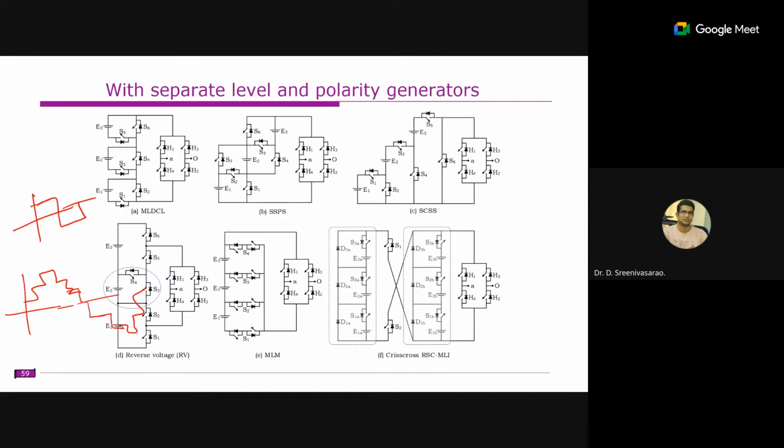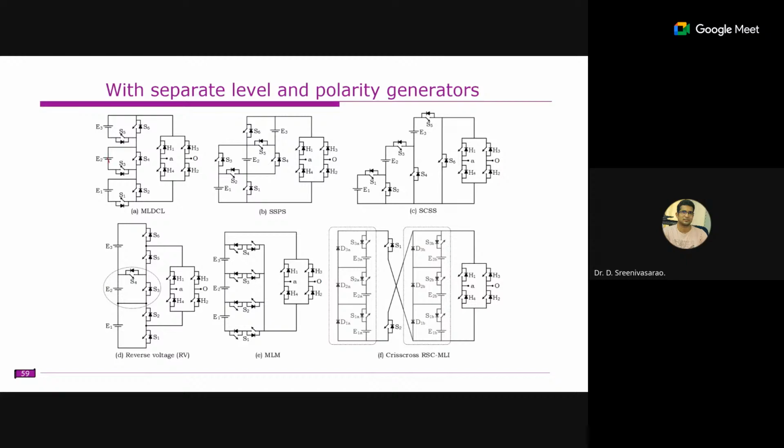This is the concept. Alright. So that means the H bridge, we need to feed a number of levels, right? So that it will operate for both positive and the negative half cycle. This one is producing the levels. So we have several; all polarity generators remain H bridge only, but the level generator will be changed.